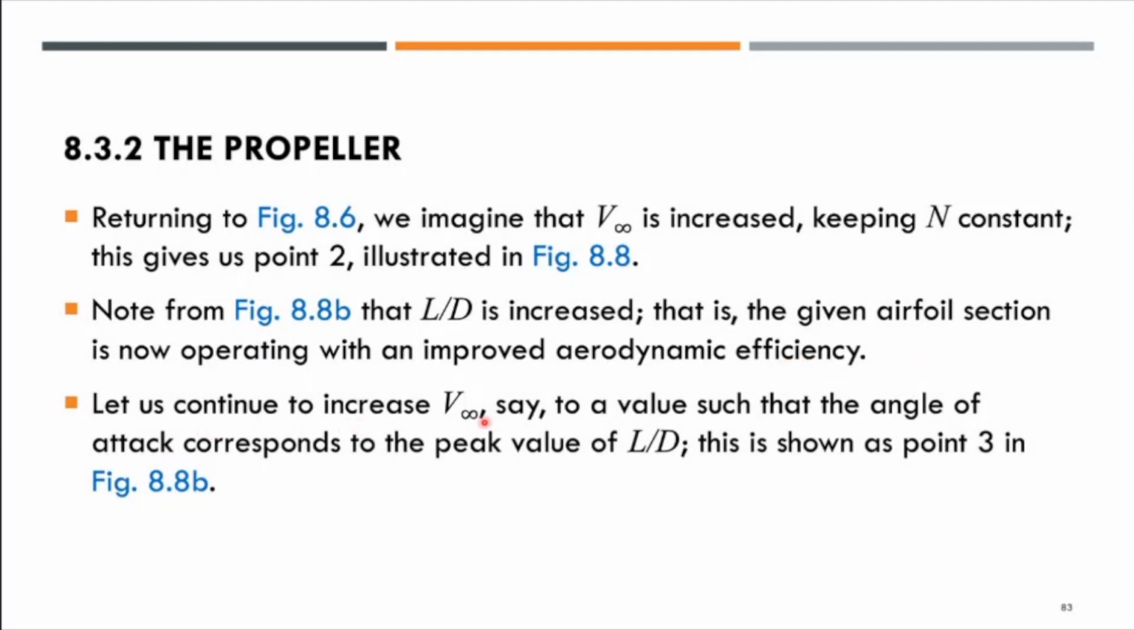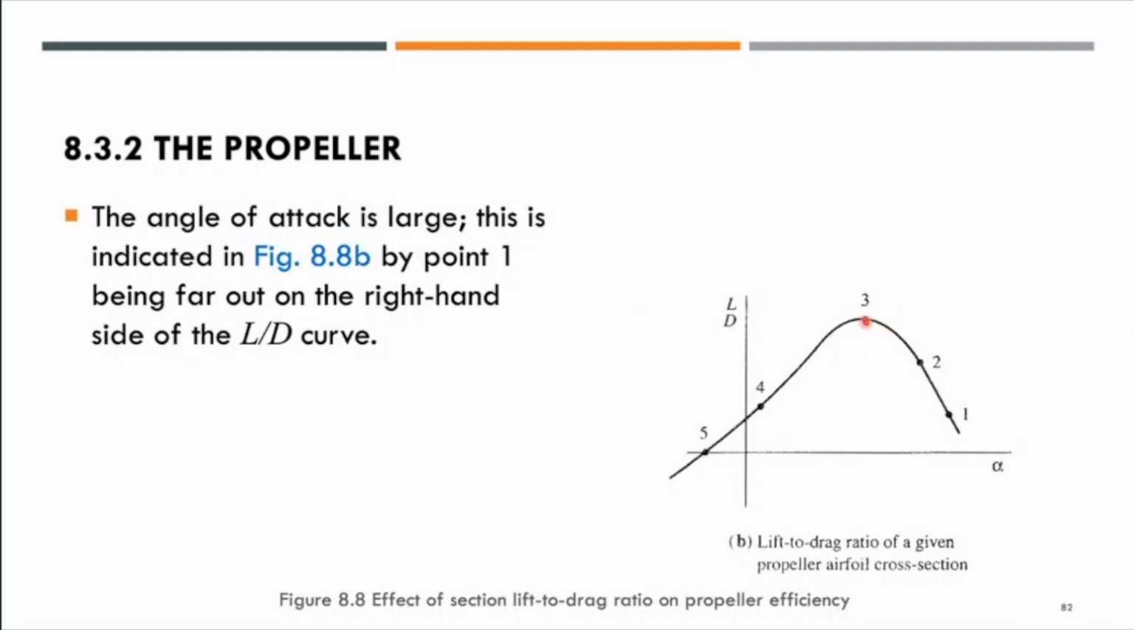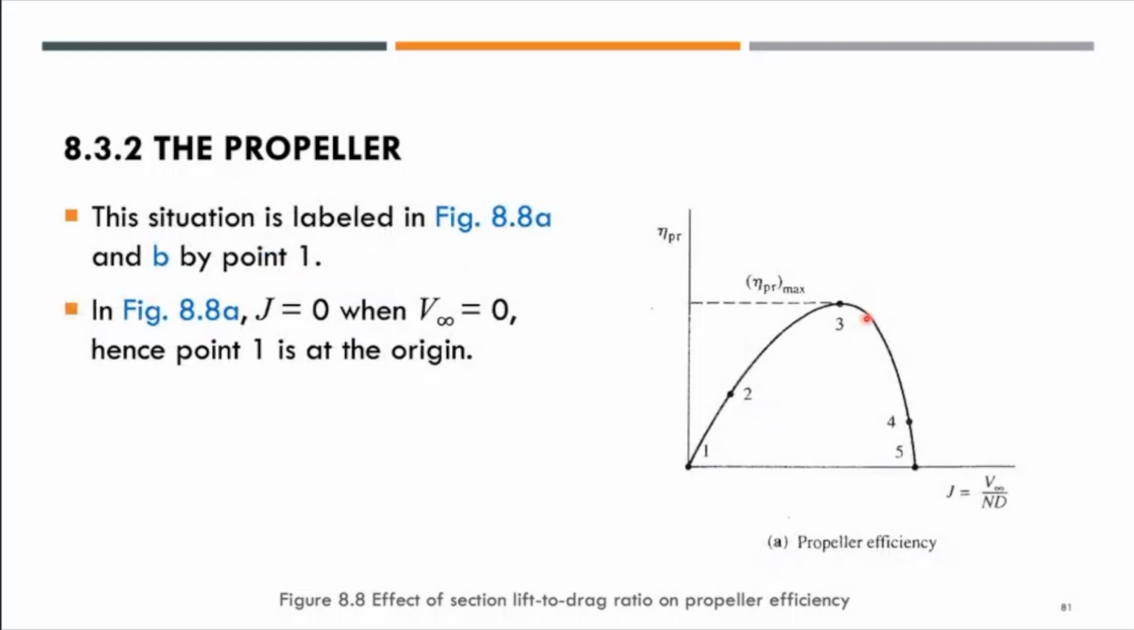Let us continue to increase the free stream velocity, say to a value where the angle of attack corresponds to the peak value of L over D, as shown in figure 8.8b. As shown here, we have the angle of attack alpha, which provides the highest peak of L over D, and we can see here the maximum propeller efficiency is also at maximum. The advance ratio J is already more than the mid value.